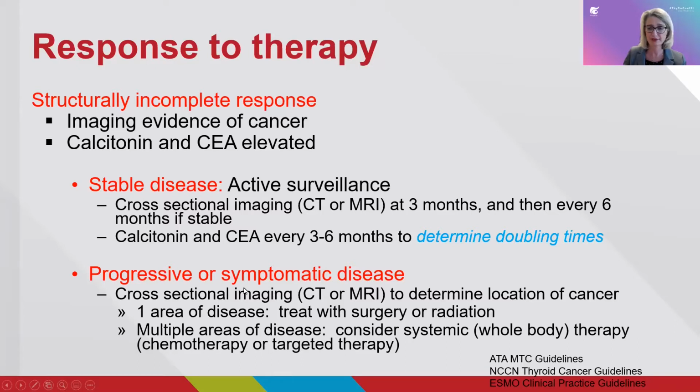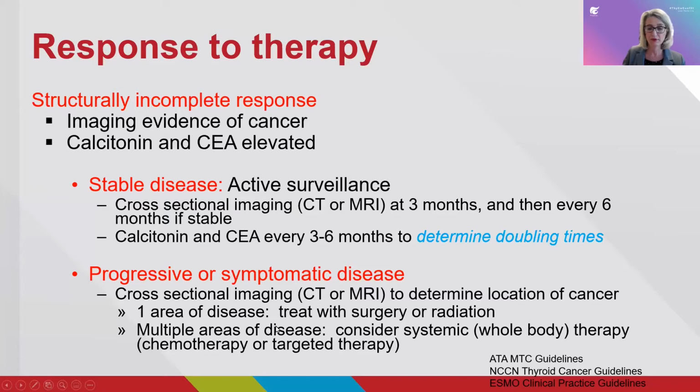If they have progressive or symptomatic disease, those are the people that we really want to make sure that we're looking to see where it's at, determine its location, and decide what's the next best step as far as treatment goes. In general, if there's one area of disease and that's the one causing trouble, then you focus in on that spot. So if you can remove it surgically, great. If you can treat it with radiation, great. Do that and have it be focused so that you have a chance of it being in remission.